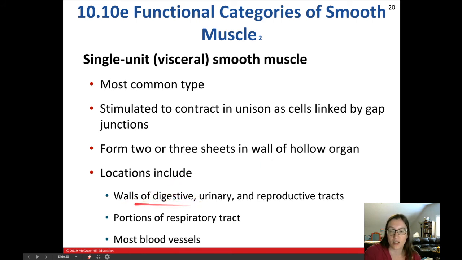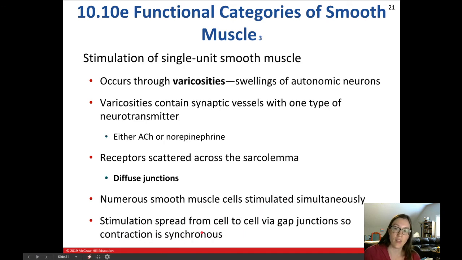So the walls of the digestive, urinary, and reproductive tracts, portions of the respiratory tract, and most of our blood vessels. And so how do these get stimulated? We have an autonomic nerve, and this nerve has something called a varicosity. So the nerve has all these little swellings along it, and these swellings contain synaptic vesicles of one type of neurotransmitter, either ACh or norepinephrine, depending on what type of nerve it is.